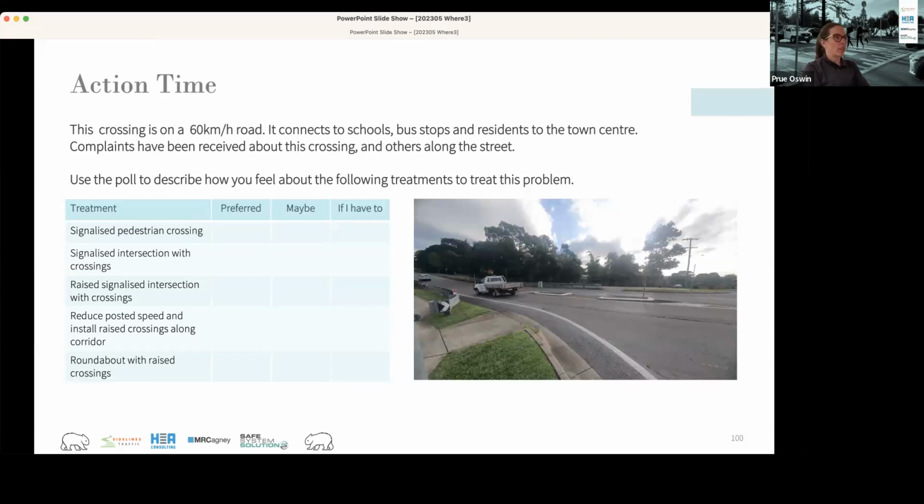Great, the poll has come up. I haven't been very specific with the definitions here. It's just about whether this is the one that you think you'd prefer, whether this one is maybe, or an if I have to. That's kind of what I run through. Often when we go through these exercises, we recommend a couple of different treatments, and one might be aspirational and others might be expensive.